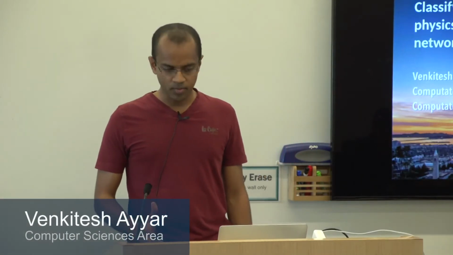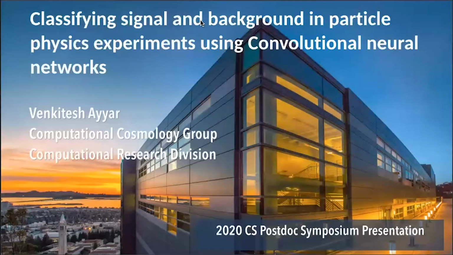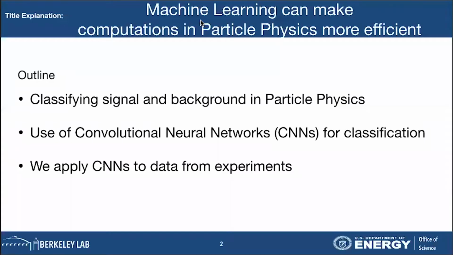I'm Venkitesh. I'm a postdoc in the computational cosmology group at CRD, and I'll be talking about my research on signal background classification in particle physics experiments using convolutional neural networks. And the title in simple words is Machine Learning Can Make Computations in Particle Physics More Efficient.